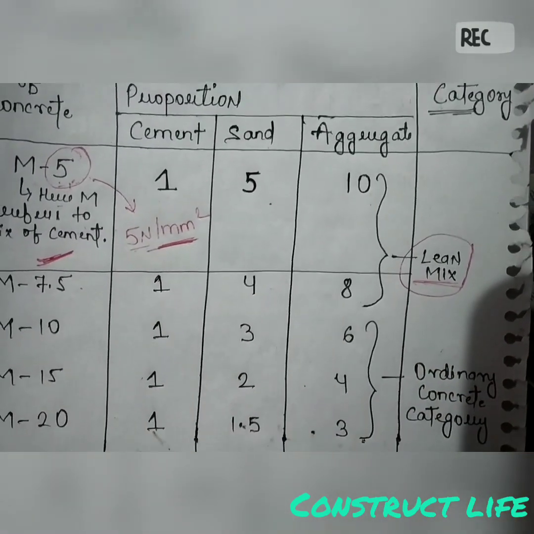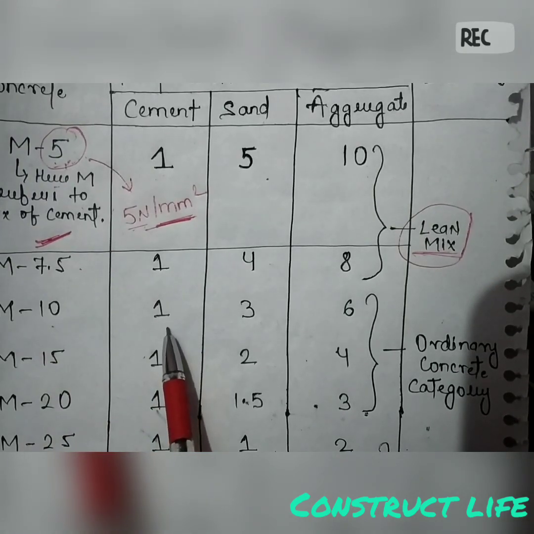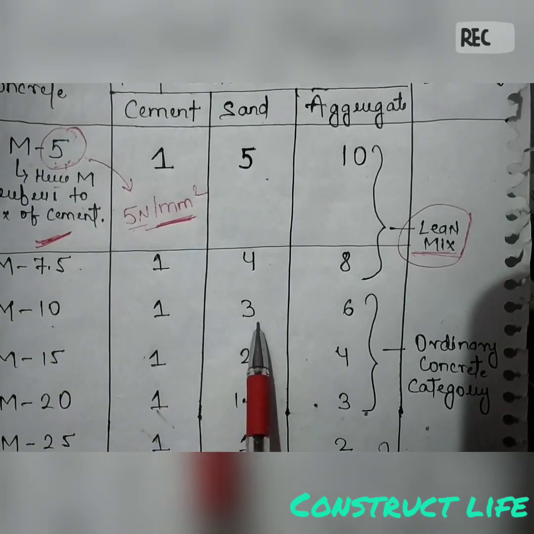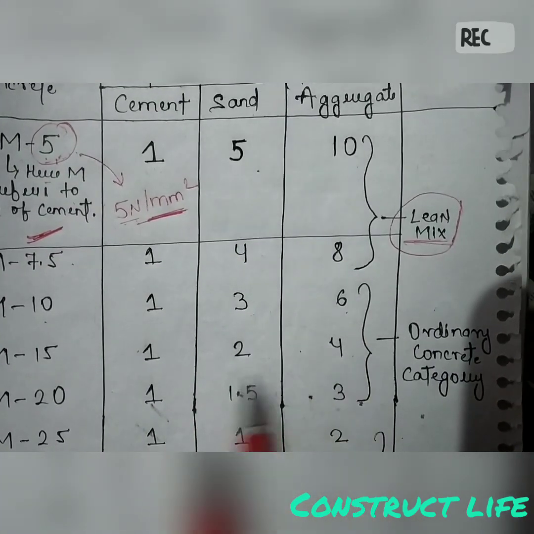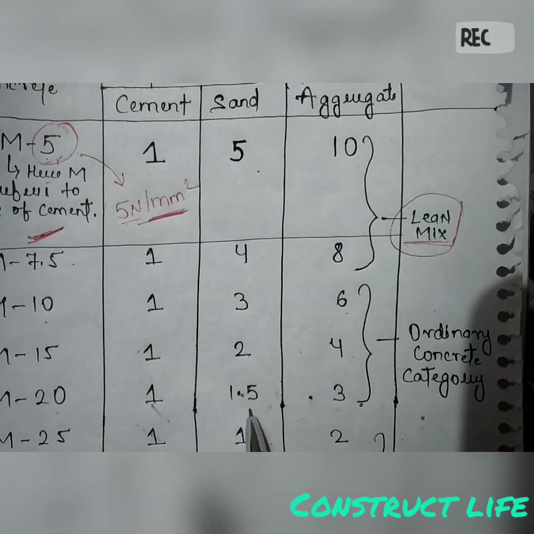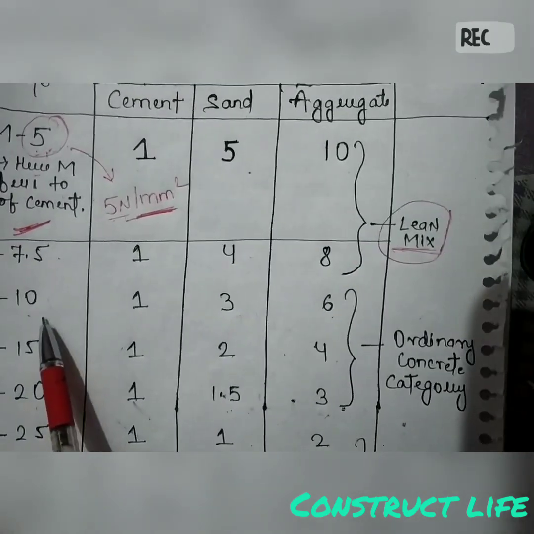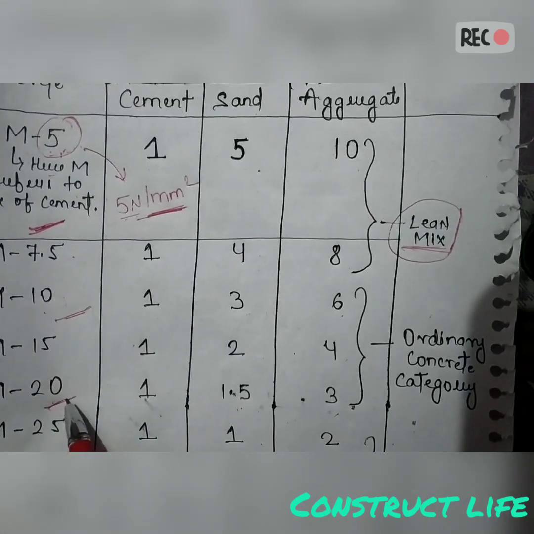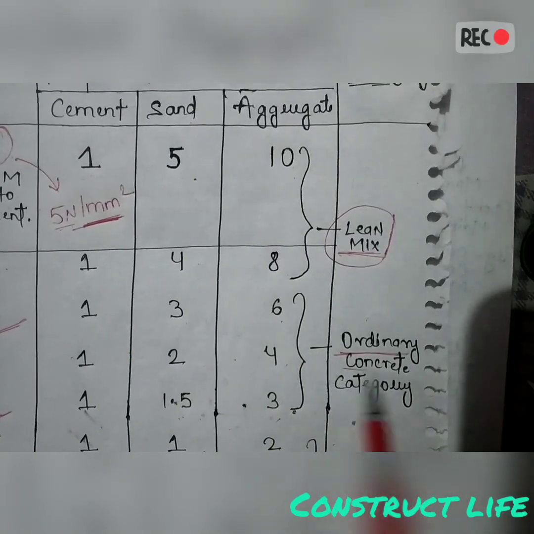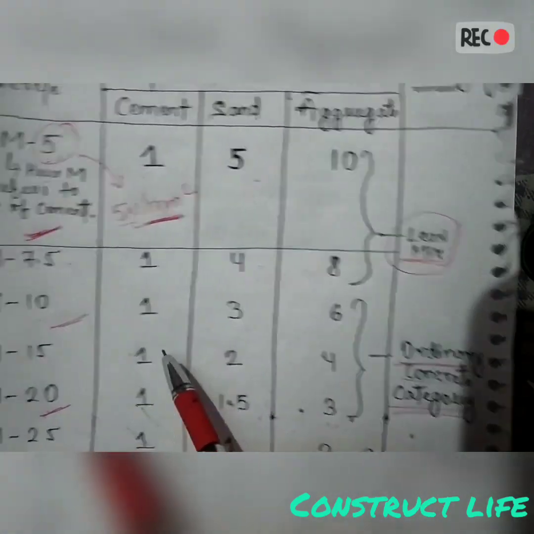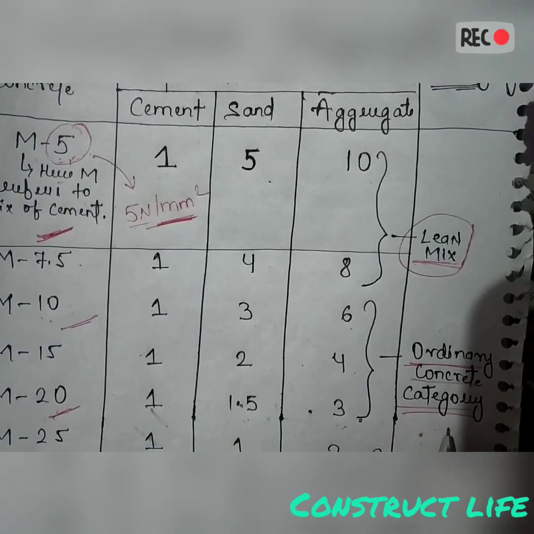Now we will move forward towards M10. The mix proportion ratio for M10 is 1 is to 3 is to 6. For M15 it's 1 is to 2 is to 4. For M20 it's 1 is to 1.5 is to 3. From M10 to M20, these grades of concrete come under the ordinary concrete category.